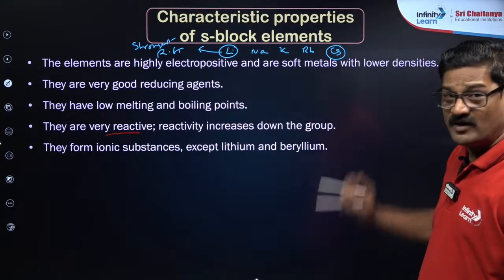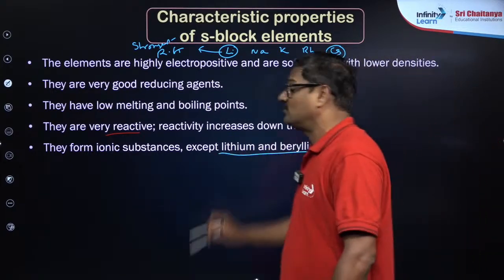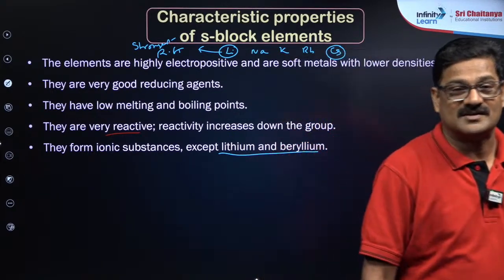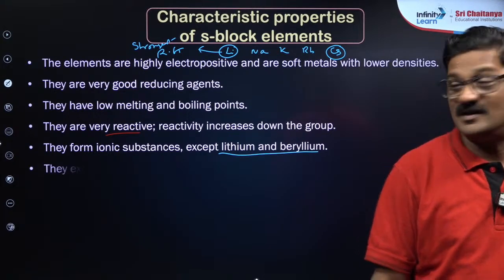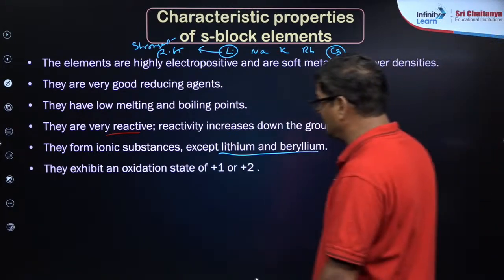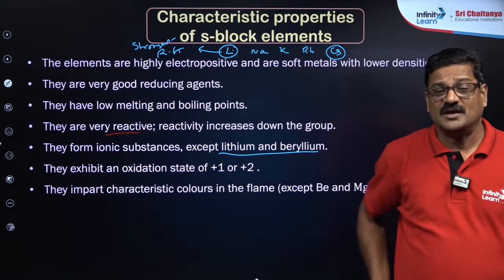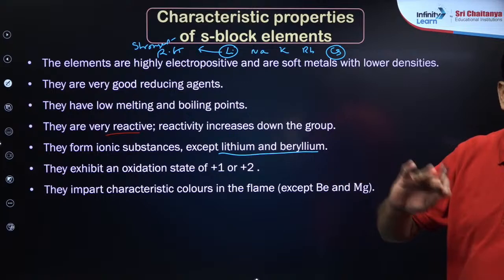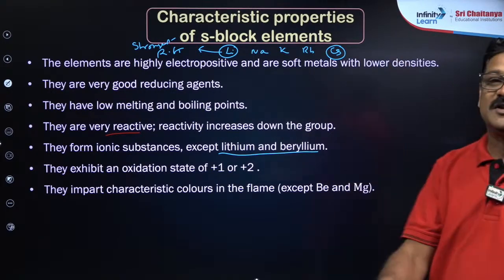ओके, दे फॉर्म आयोनिक सब्सटेंसेस. ओके, except lithium and beryllium, which form covalent salts. Lithium chloride is covalent, beryllium chloride is covalent, है ना. And they exhibit oxidation state, group 1 का +1 है and group 2 का +2 है. They never exhibit negative oxidation state.